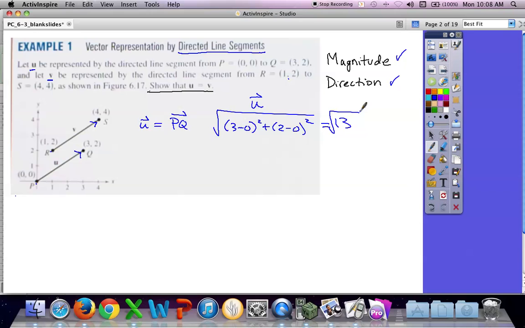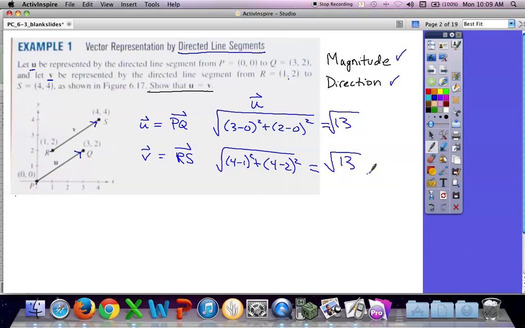Okay, if we did the same thing for v, then it would look like this. The vector v is this RF, and that will be 4 minus 1 squared plus 4 minus 2 squared, which again will be 3 squared plus 2 squared, which is 13, right? So their lengths are the same, so we would say that their magnitude is the same.